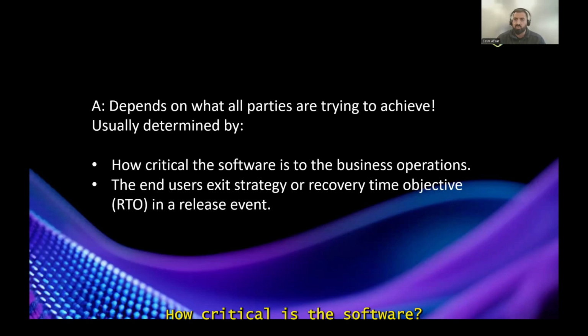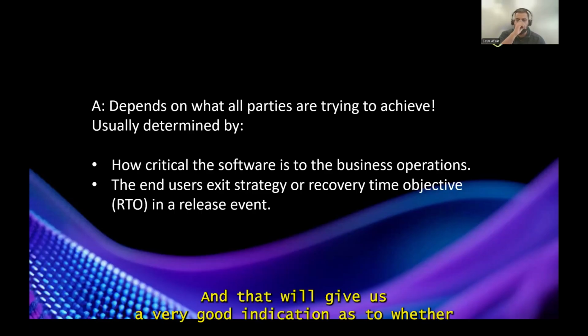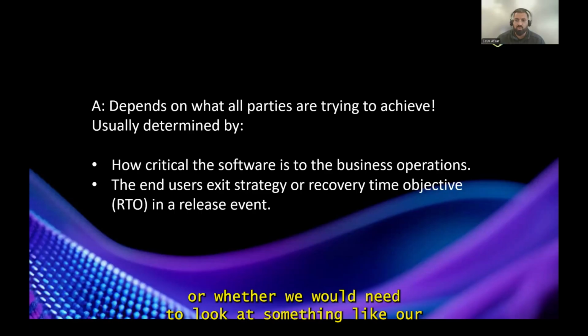How critical is the software? And if it is critical and you want continuity, what is the recovery time objective? How long can you realistically go without the system? That will give us a very good indication as to whether a traditional software escrow agreement with validation is what we would need, or whether we would need to look at something like our SaaS continuity.